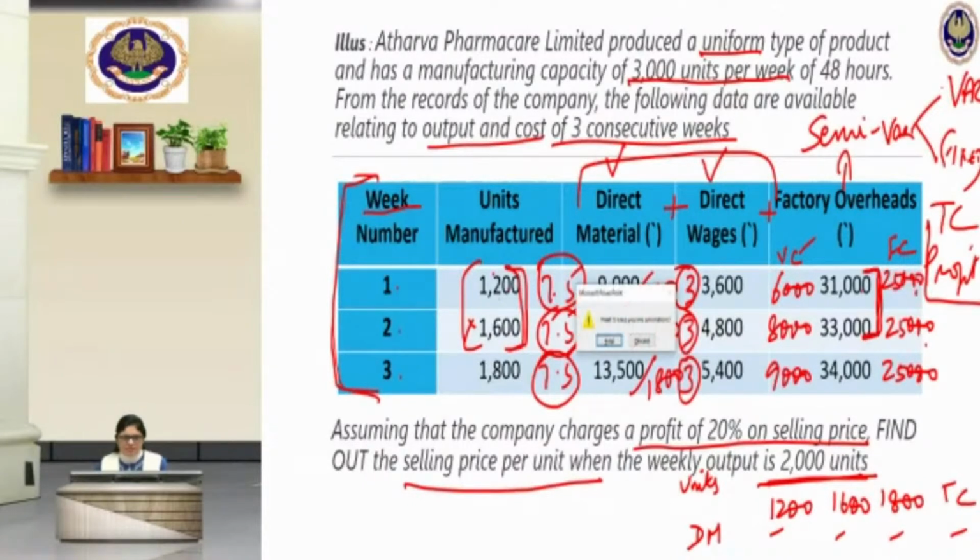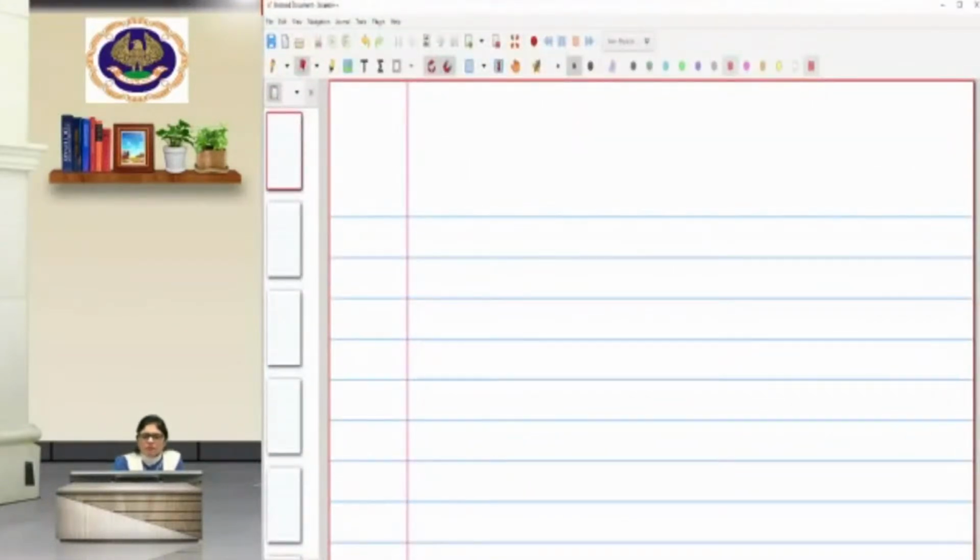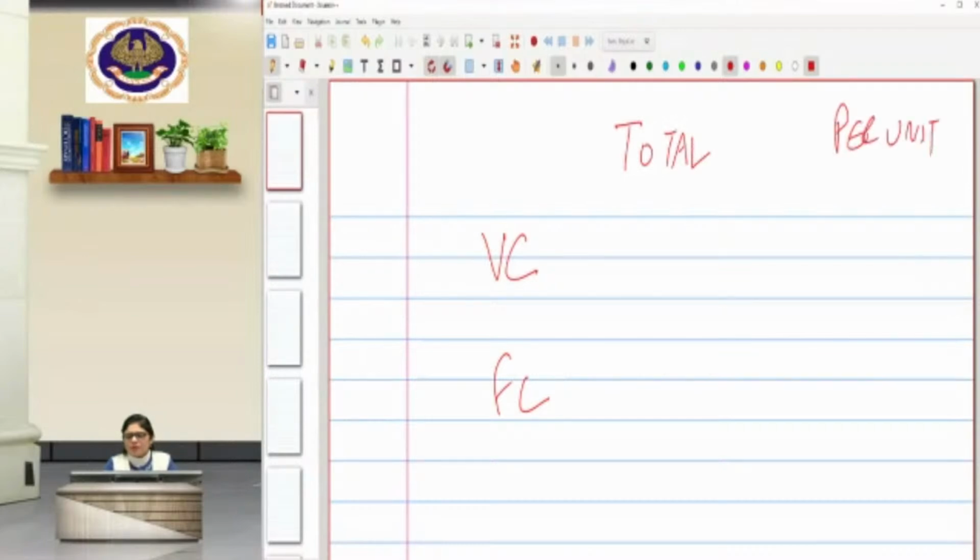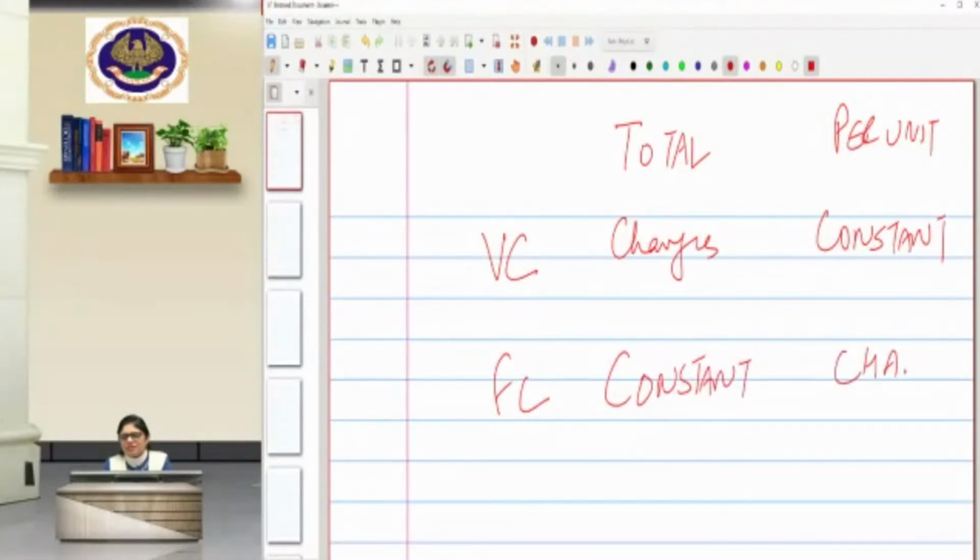All right. So this I will explain with the help of a table here also. Variable cost and fixed cost, total and per unit. Always remember, variable cost in total changes, but per unit it remains constant. Fixed cost in total remains constant, but per unit it changes. Why? Total cost by total units.